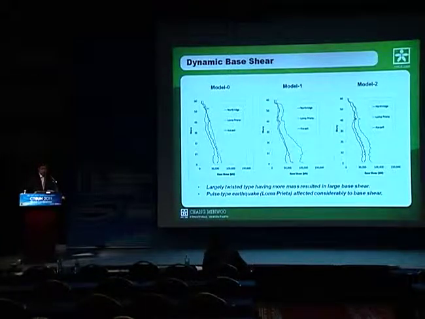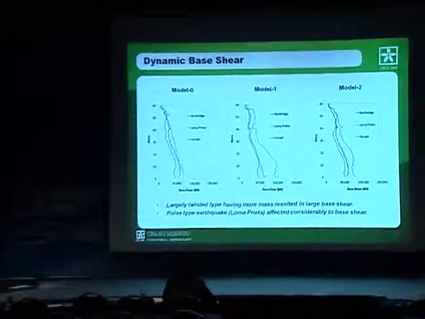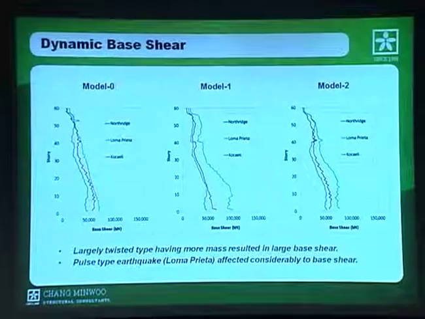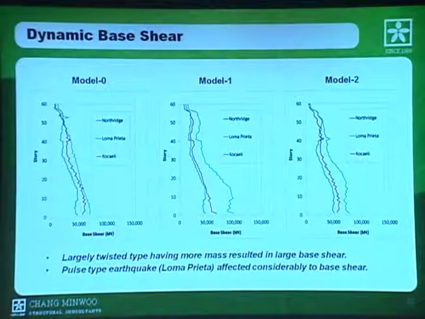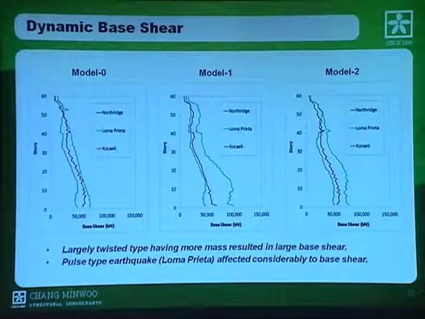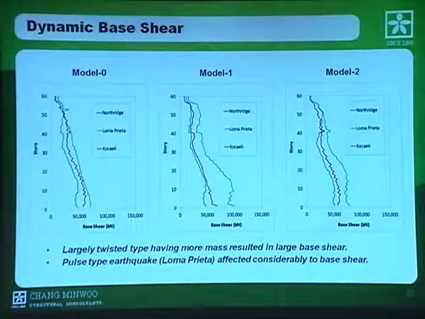And this slide shows the result of the dynamic story shear distribution along the height. A largely twisted type results in a larger base shear, so here base shear is larger for model 2. And also pulse type earthquake, because we selected several earthquake data, and one, which is from the Loma Prieta, is a pulse type earthquake, and this here is the green line. So in this case, this pulse type earthquake affected the base shear very largely.